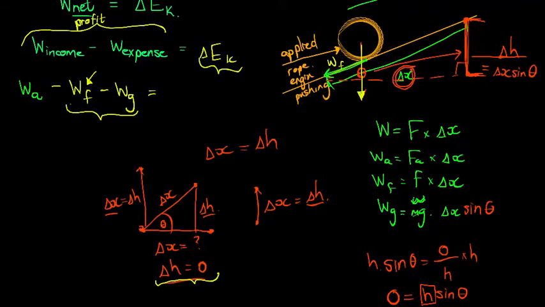In other words, if my net work done, the profit of energy I have, is greater than 0, then it means that my future kinetic energy minus my initial kinetic energy, that's the change in kinetic energy, will be greater than 0. Okay. Does that make sense? Yes. All I'm doing is changing this into delta change in kinetic energy.